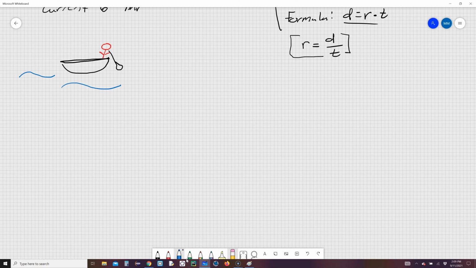Here's our river. And if we are paddling with the current, well, we're going however fast Kayla can paddle, plus that extra 6 km/h, because that current is pushing us. So this would be our rate. The speed of the boat as Kayla pushes, and the extra oomph that we get from the current.